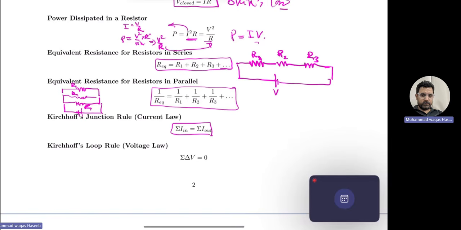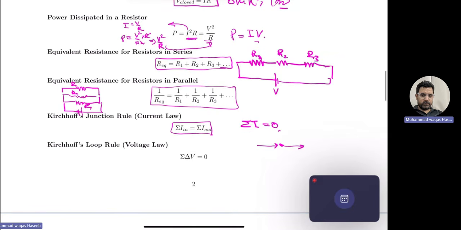And you can write it as the sum of all the currents equals 0. So if you have a junction, any point, the current entering and current leaving at that particular junction is Kirchhoff's first law. And it is related to charge conservation.